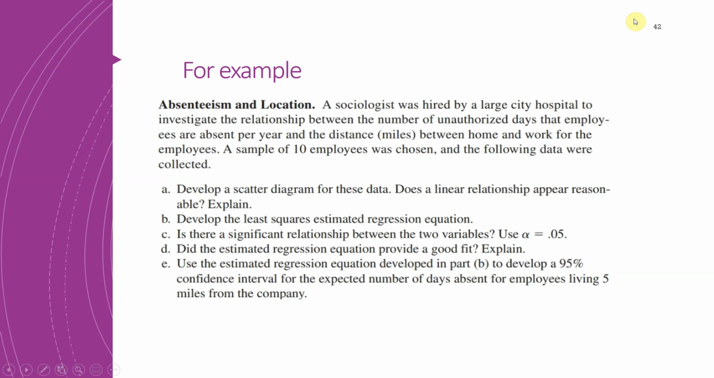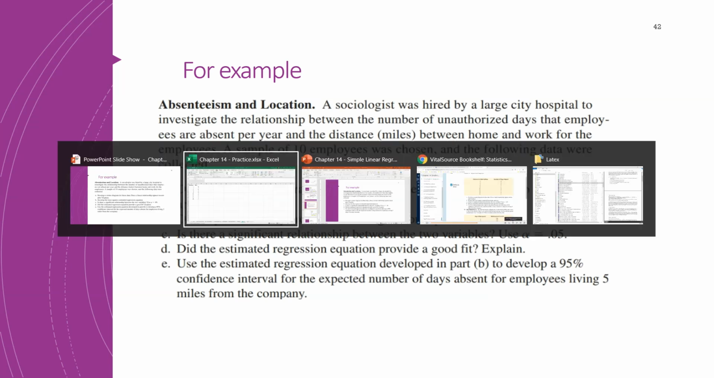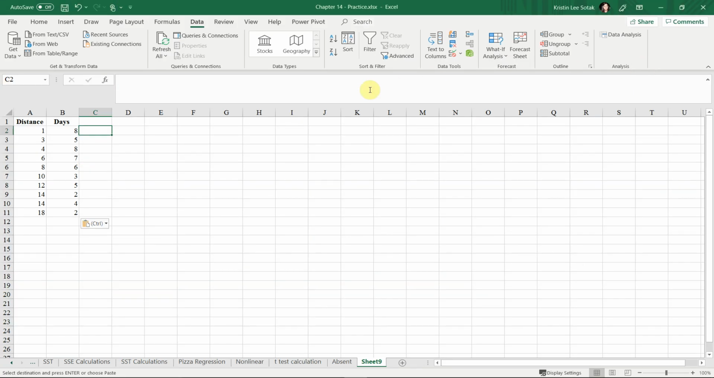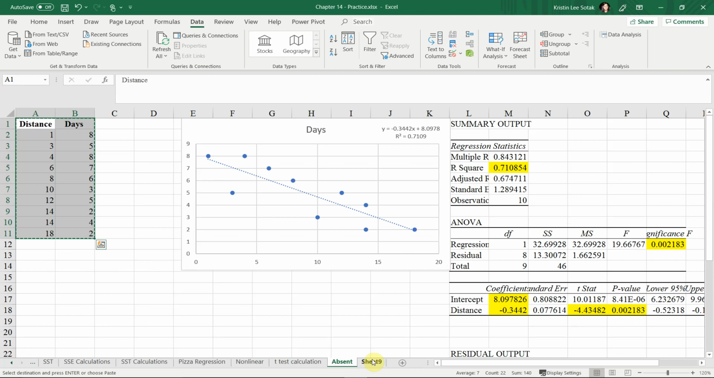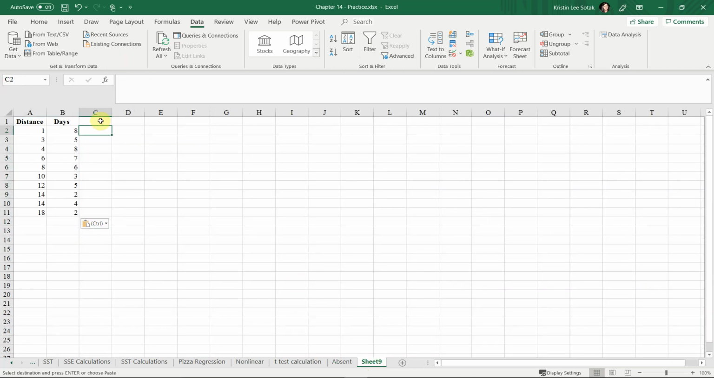So a sociologist was hired by a large city hospital to investigate the relationship between the number of unauthorized days that employees are absent per year and the distance in miles between home and work for the employees. A sample of 10 employees was chosen and the following data were collected. So I have the data in an Excel file. In our Chapter 12 practice file, it's under the tab Absent. So you have the data there. I'm just working in a new sheet and a new tab just so that we can do this together.